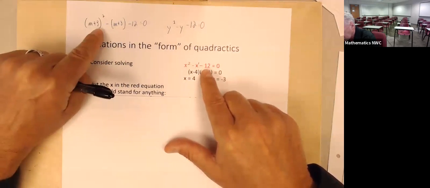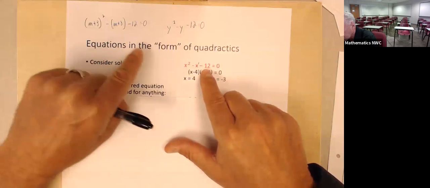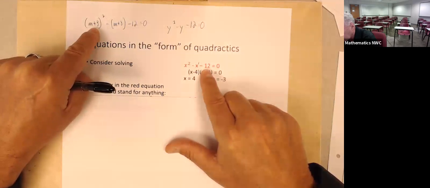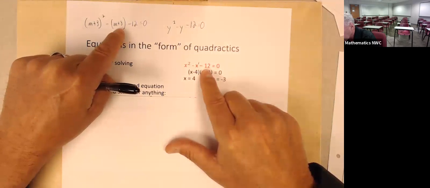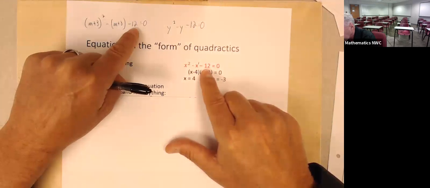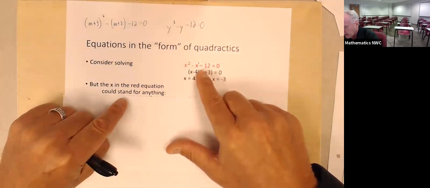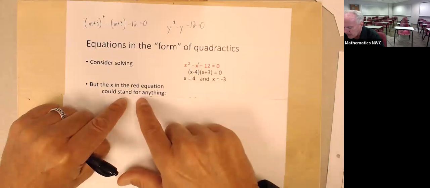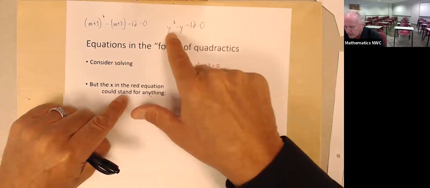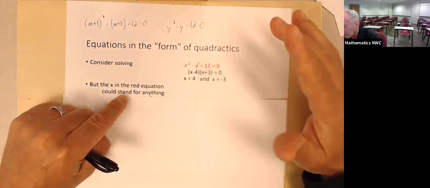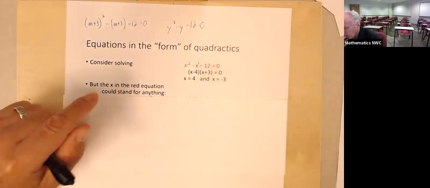This is an equation that's in the form of a quadratic because it's got some expression squared, some expression to the first, an integer equal to 0. The x here in red could stand for anything. Could be y's, could be m plus 3's, it could be x plus 1/2. Could stand for anything.